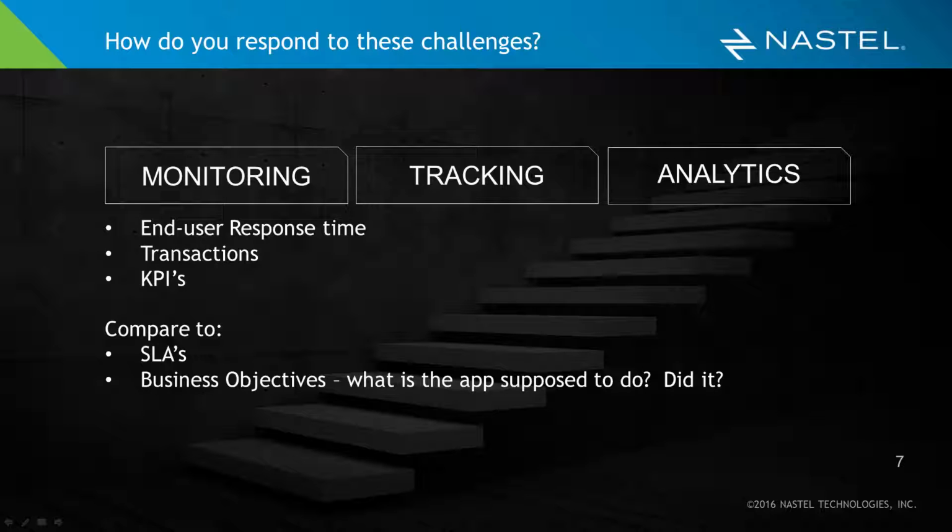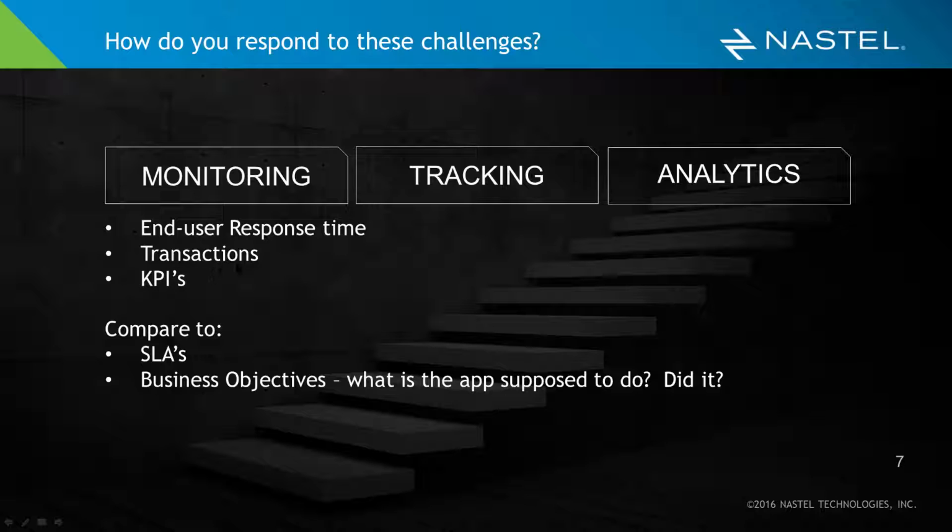So let's start with monitoring. The first thing is let's make sure we're monitoring the right things. Since we're focused on the business and they're focused on customers, let's start with the customer. What's the customer's experience? You need to monitor end user response time. And you need to tie that to the transactions that are being executed. And then the KPIs are the metrics.